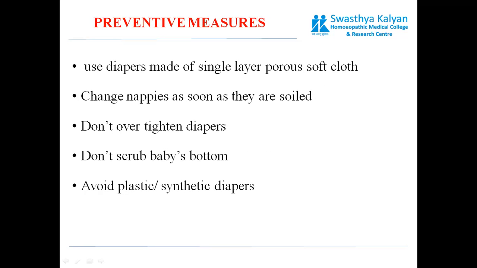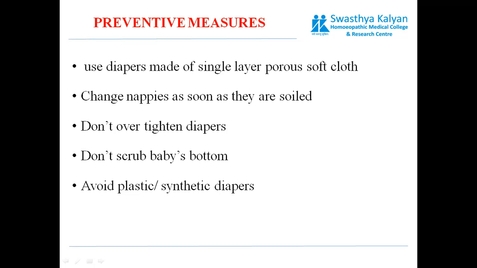Now, preventive measures. What we will advise the parents: use diapers made of single layer porous soft cloth. Change nappies as soon as they are soiled. Don't over tighten the diapers. Don't scrub the baby's bottom. And avoid plastic or synthetic diapers. These are some of the preventive measures that parents should take, or the physician should counsel the parents.